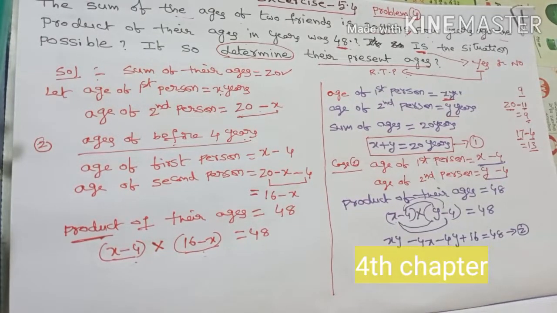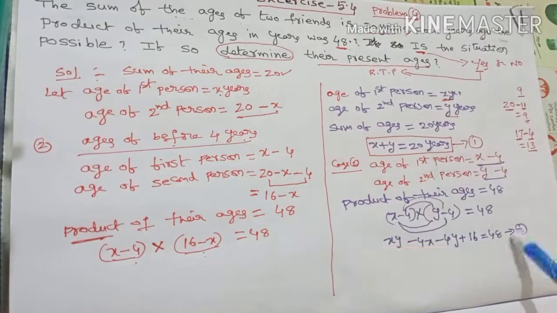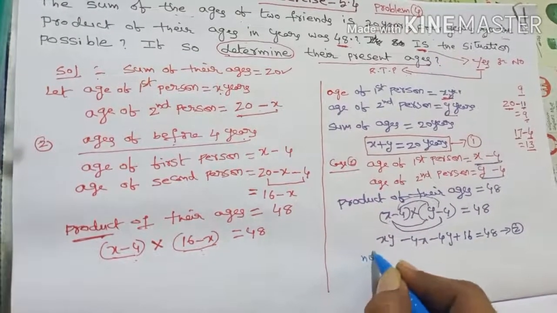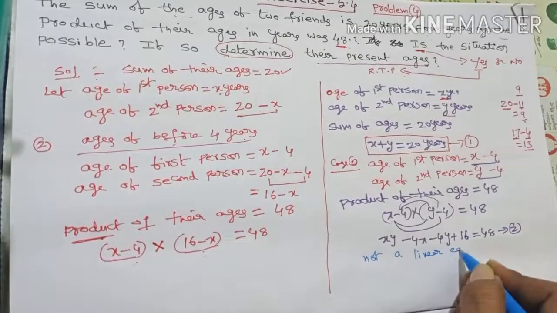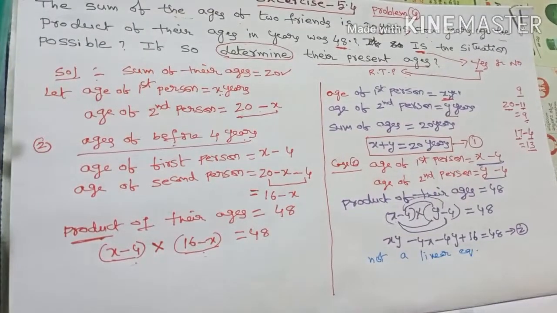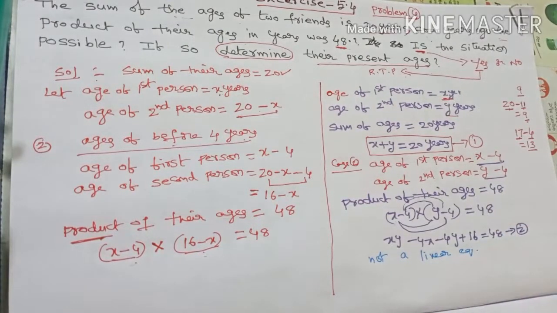Okay, I will write down here. According to the 4th chapter, you have to use linear equations, but here it looks like a linear equation, but it is not a linear equation. Therefore, you cannot solve this. Of course, we can get the answer in this model also by making a quadratic equation only. By making a quadratic equation, we can get the answer from here also.